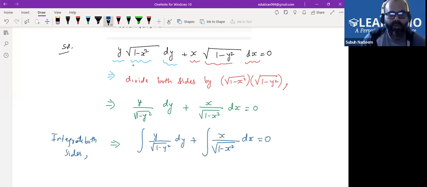So just find the integral of these two now because they are variables separable. The function of y is with dy, the function of x with dx. X is not getting multiplied with dy and y is not getting multiplied with dx. So it is now variable separable. Now you can integrate it. By normal integration techniques, you just give it a try.